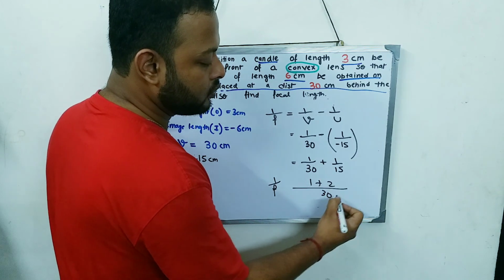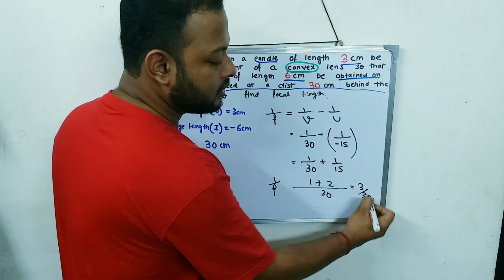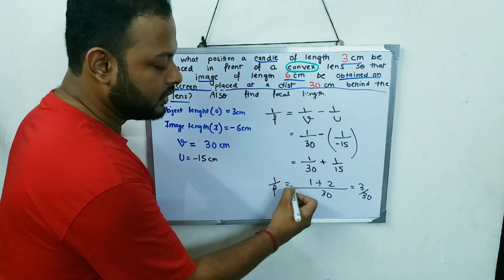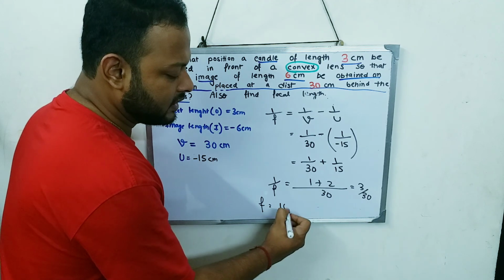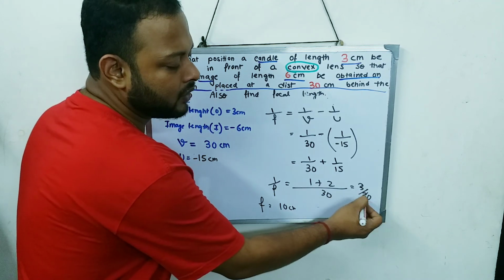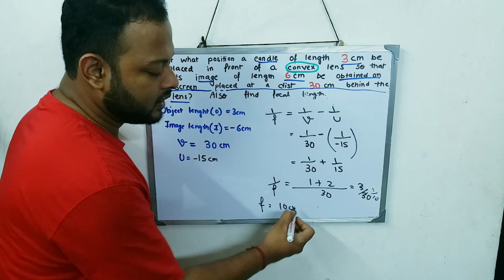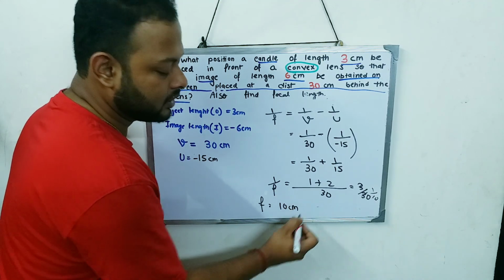1, 2. So it becomes 3 by 30. And after you solve it, 1 by f is 3 by 30. So f becomes equal to 10 centimeter. Just solve it, cancel 1 by 10. And as you get, my f is equal to 10 centimeter.